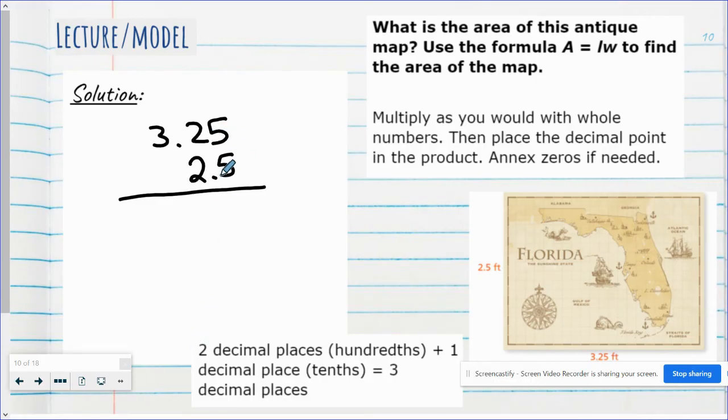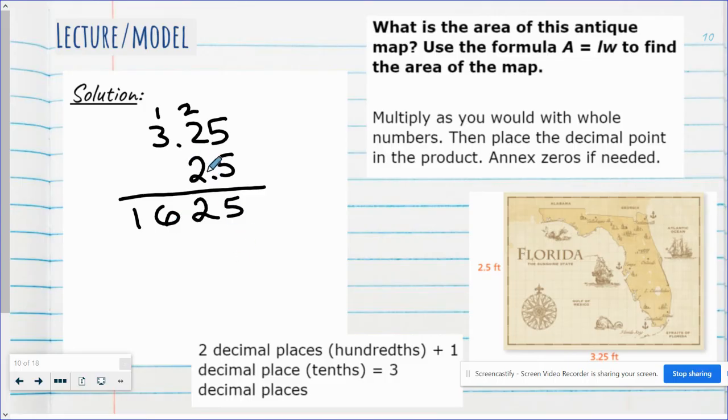All right, now we're just going to multiply like normal. 5 times 5 is 25. The 5 goes down, the 2 goes up. 5 times 2 is 10, plus 2 is 12. 5 times 3 is 15, plus 1 is 16.